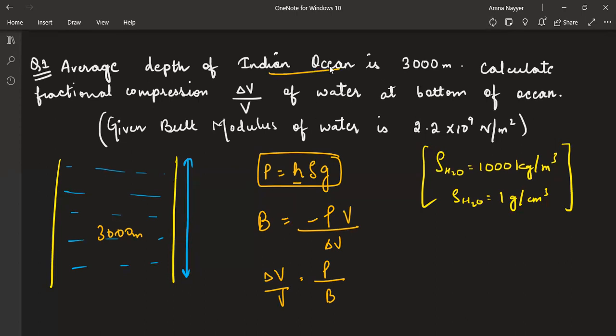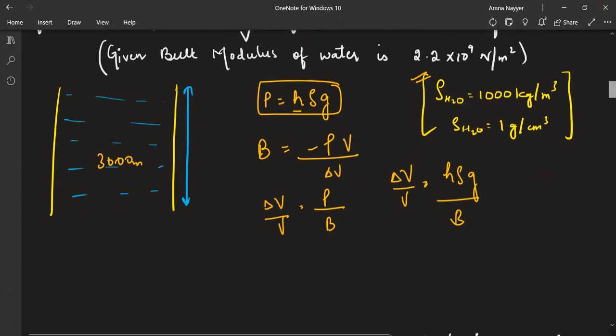So it is mentioned Indian Ocean, average depth of Indian Ocean. It means it is talking about water, and water density is 1000 kg per meter cube. This has been written by me; it is not a part of the question. So you have to remember the density of water in both SI and CGS units. Now delta V by V: pressure will be H rho G divided by bulk modulus. This is what you have to calculate.